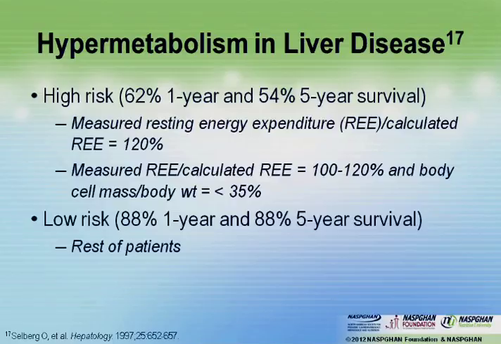There is only 62% 1-year and 54% 5-year survival in adults who have a measured resting energy expenditure that's 120% of the calculated REE. But a much better survival, 88% at 1 year and 88% at 5 years, if it's about 100% of the calculated REE. Well, what about obesity and liver disease?